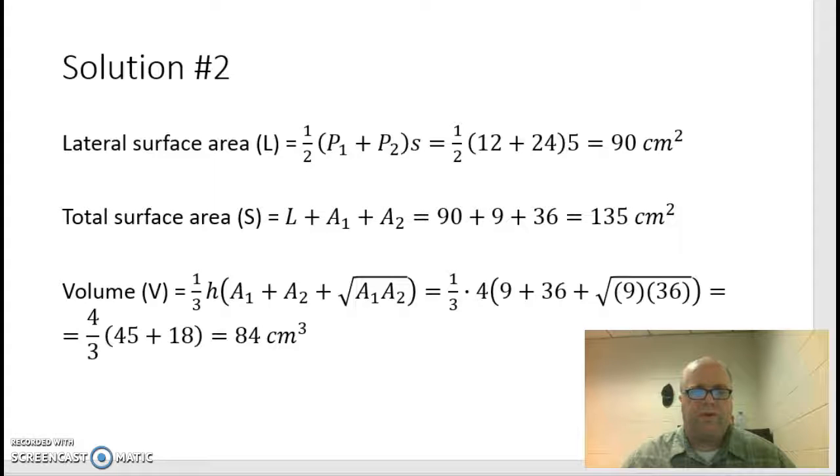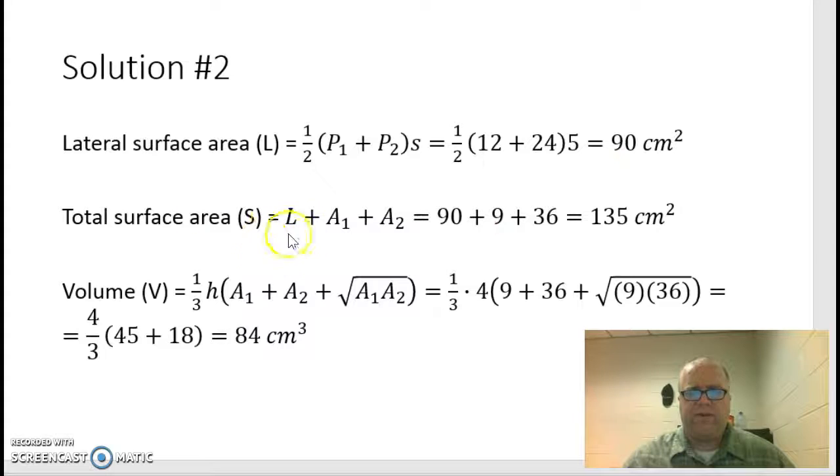Alright, and what do we have here? We have the lateral surface area is going to be 1/2 times the perimeter of the upper plus the perimeter of the lower base times our slant height, which if we plug all that in, our upper base perimeter is 3 plus 3 plus 3 plus 3, or 12, and our bottom perimeter is 4 times 6, which is 24. So that's 36. Half of that is 18, and 18 times 5 is 90. So the lateral surface area is 90 centimeters squared.